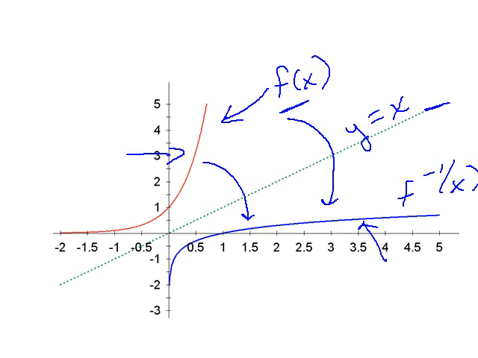So that's how you draw the graph of the inverse of a function. You draw a diagonal line, and then you reflect the points from the function about that line over to the other side of the diagonal.